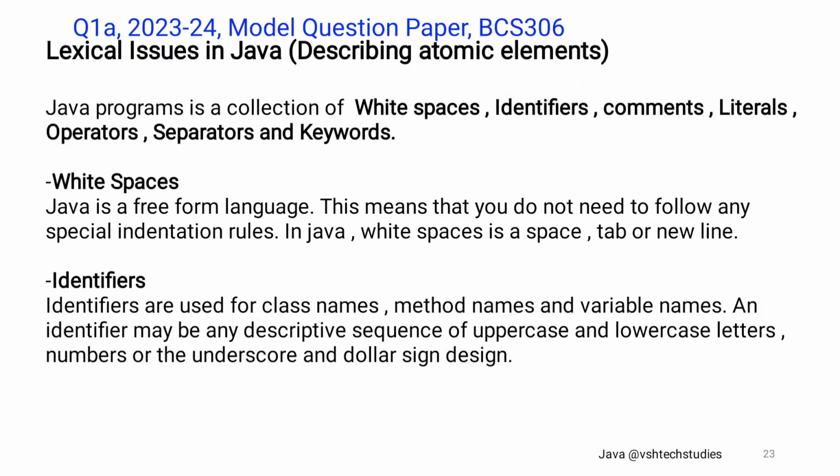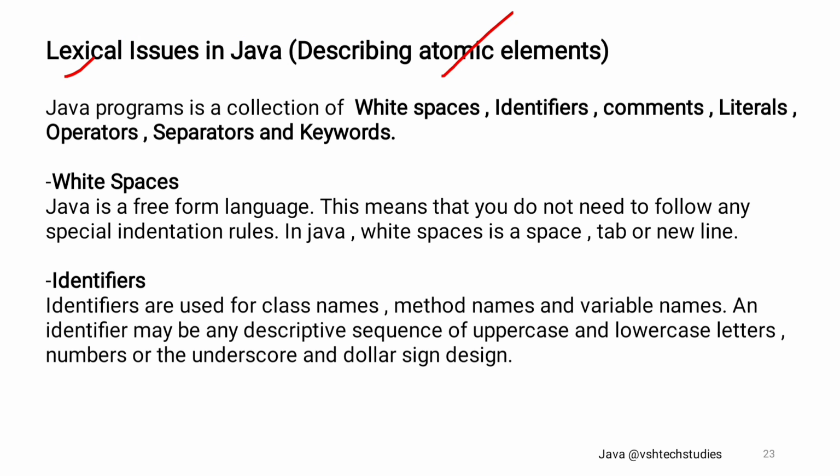Today we shall discuss lexical issues in Java. Lexical elements are atomic elements, the smallest elements. Lexical means a character or group of characters which we can use legally in writing the source code in a programming language. Which elements are those? What are the issues involved in that? That is the meaning of lexical issues in Java. It describes atomic elements which are formed using characters or groups of characters that are legally used in any programming language for writing the source code.